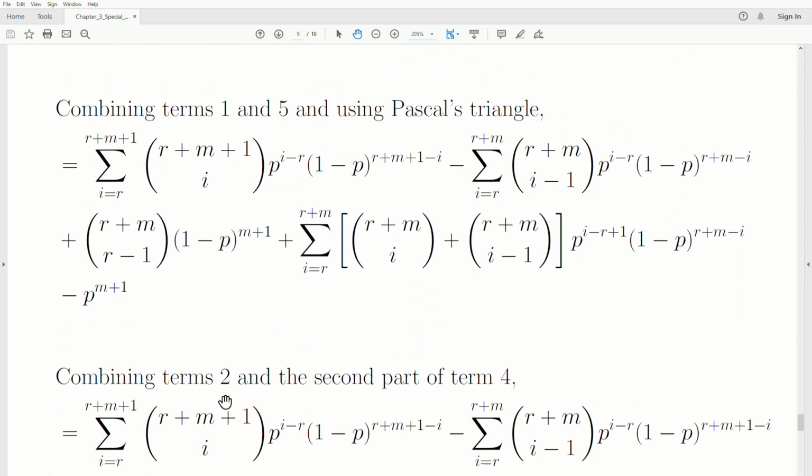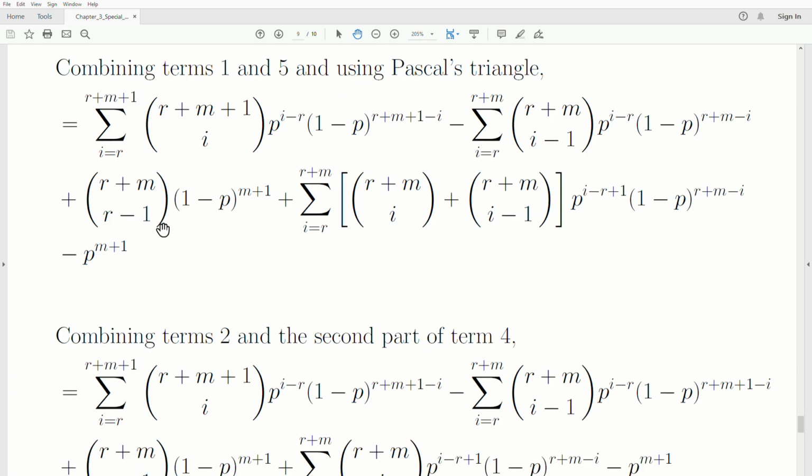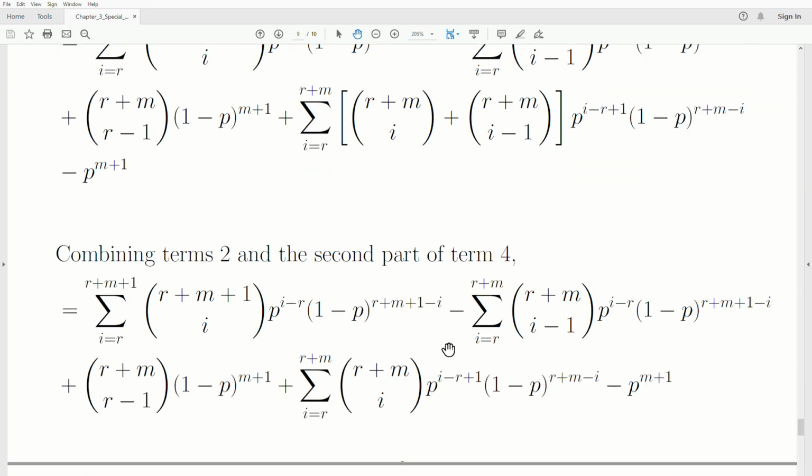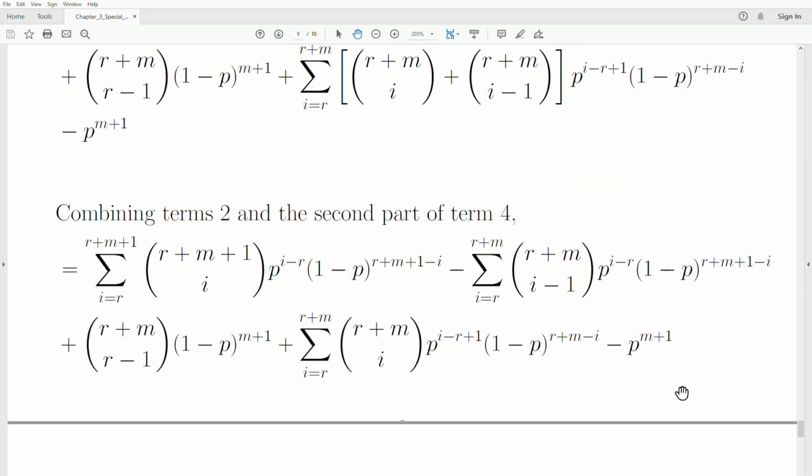Now here we add term 2 in the second part of term 4. So we add this term and this term. So when we multiply these in, this second term gets combined with this. And notice that it ends up being just an extra +1 in the 1 minus p when you do that math. So this term comes down, this term, term 2 and the second part of term 4 combined to this. Otherwise, and then of course this comes down, we have the minus p.